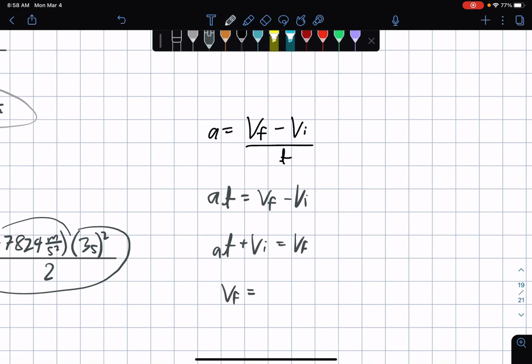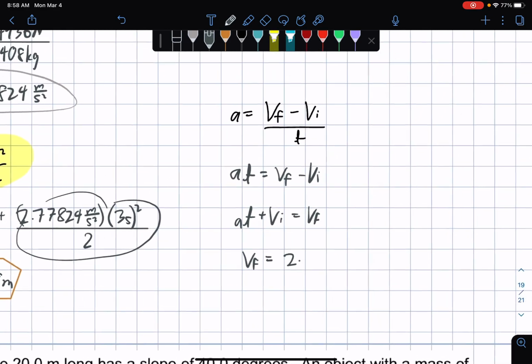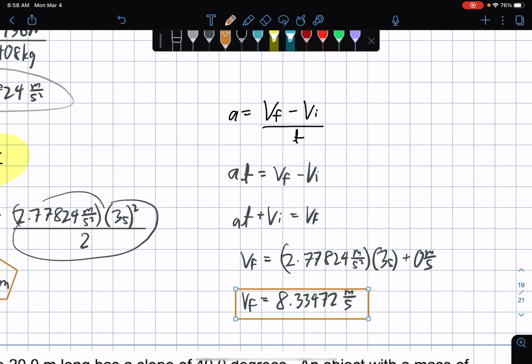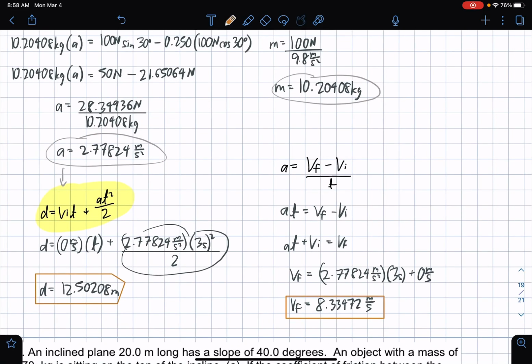VF is equal to, what's the acceleration again? 2.77824 meters per second squared. And then the time is 3 seconds. Plus VI, which is 0. So essentially, it's just this that we have to multiply in order to find VF. VF is equal to 8.33472 meters per second. So that's it for this video. Thanks for watching.